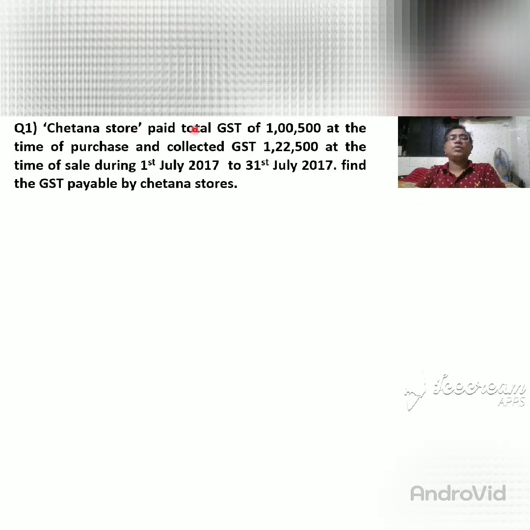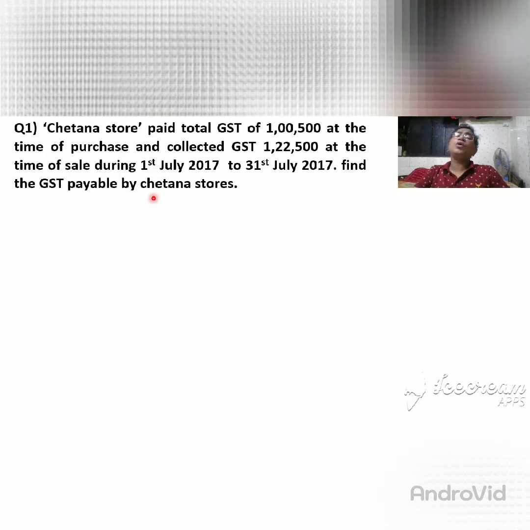Chetna Store paid total GST of 1,500,000 at the time of purchase. It means when Chetna Store purchased some things, at that time it paid GST of 1,500,000, and collected GST of 1,22,500 at the time of sale. During 1st July 2017 to 31st July 2017, find the GST payable by Chetna Stores. So what you want to find out is how much GST is paid by Chetna Stores.